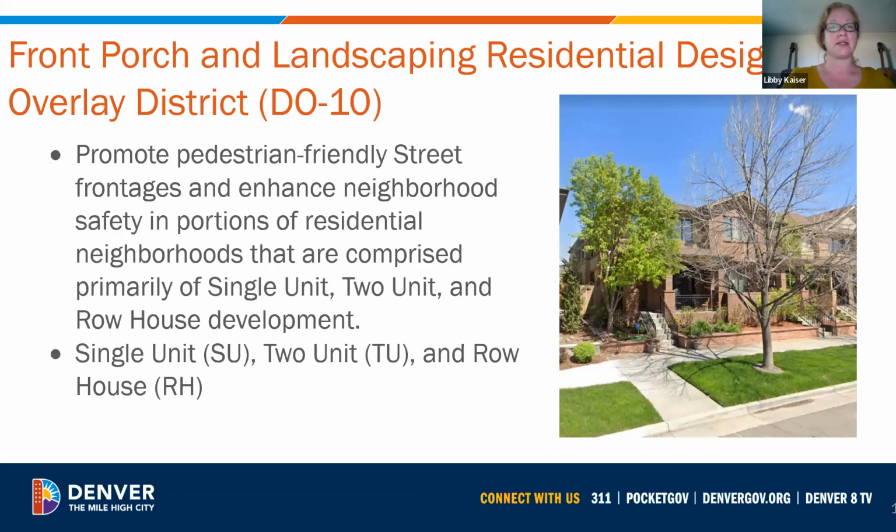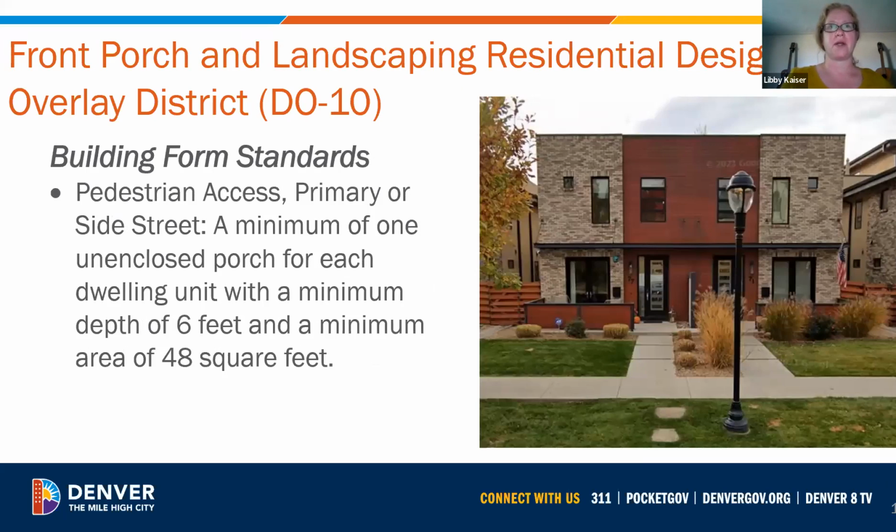And then moving on to the second overlay, the intent of the proposed DO10 overlay is to promote pedestrian-friendly street frontages and enhance neighborhood safety in portions of residential neighborhoods that are comprised primarily of single unit, 2-unit, and row house development. The only building form standard in this overlay relates to pedestrian access on the primary or side street and requires an unenclosed porch with a minimum depth of 6 feet and a minimum area of 48 feet. Front porches are already pretty prevalent in the neighborhood, and the standard is intended to continue this tradition.